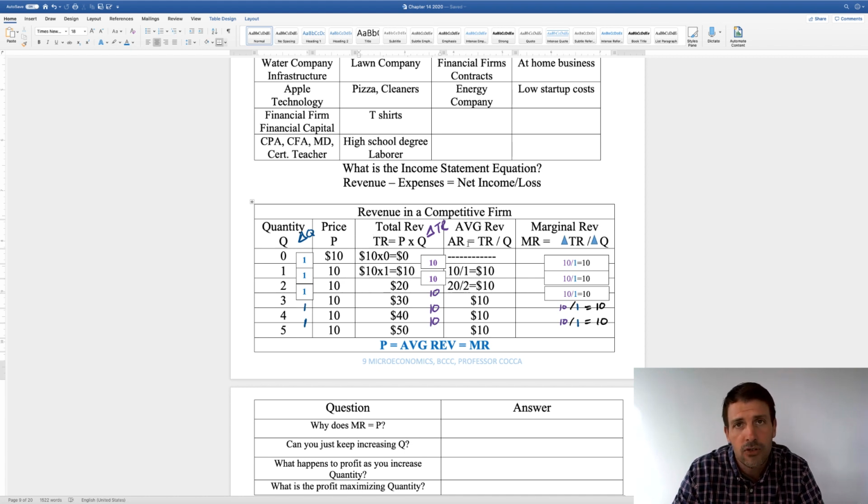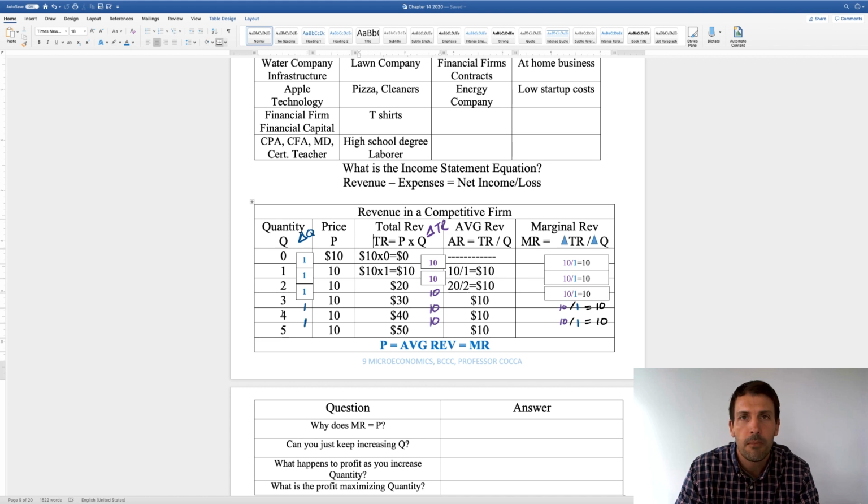Now my average revenue, I want to know what my revenue is per unit. I would take my total revenue, which is 10, divided by 1 unit gives me 10. 20 divided by 2 gives me 10 as well. The key concept that we're learning here, the price, regardless of how much quantity I sell, my price is going to be the same for every unit. So that's again why we're a price taker for this chapter.